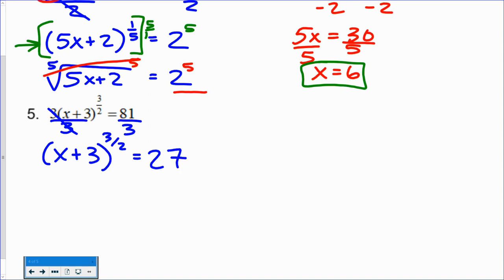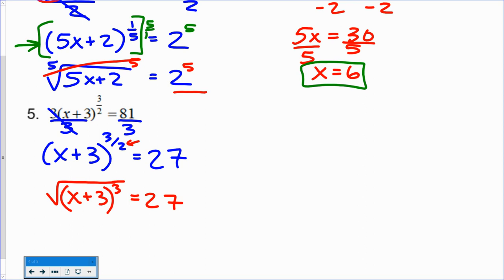Okay, similar to the last problem, now you're welcome to do one of two things. You can convert this to x plus 3, 2 on the bottom would be a square root, to the third power equals 27. If that's helpful and you want to undo things that way, go for it.